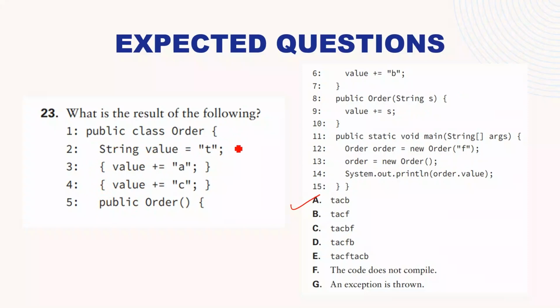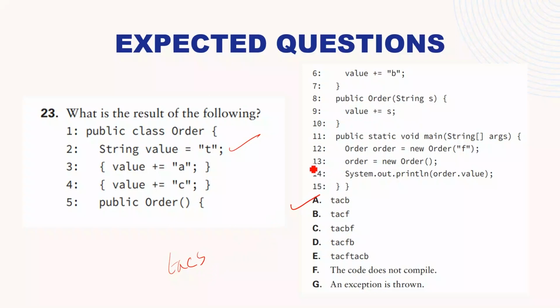So if value is initialized to T, then value plus equals A, so it is TA currently, and then value plus equals C, okay, and then this constructor gets executed after that. So another value gets appended, which is S. So TACS is currently the result right now.